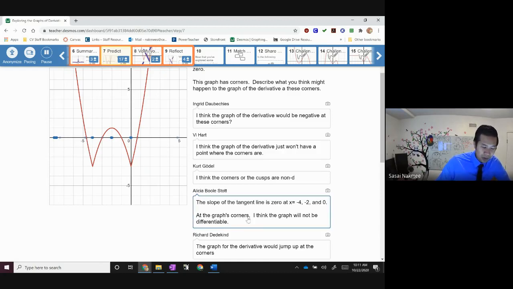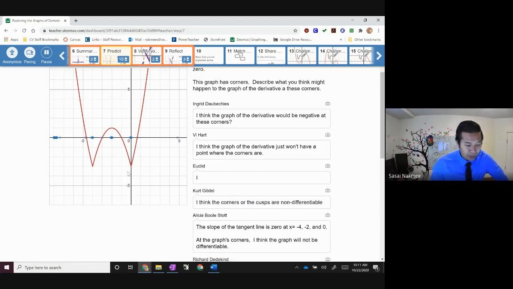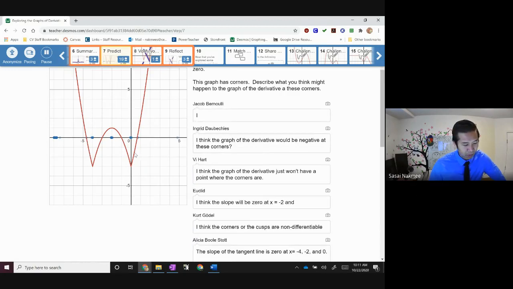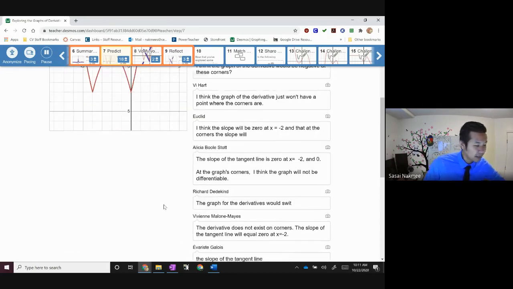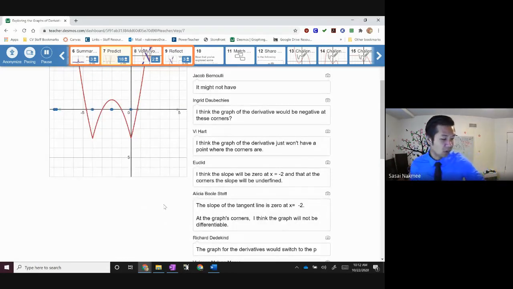If you think the corners are not differentiable, which you are right, by the way, corners are not differentiable, that means the slope of the tangent line at that corner can't actually equal a number. It would be undefined. So we can't say that it's equal to 0 at x equals -4 and x equals 0. So be careful with that. The slope of the tangent line does equal 0 at certain points, but if you're going to tell me that the corner is not differentiable, then we can't say that it has a slope of 0 at the corners as well.